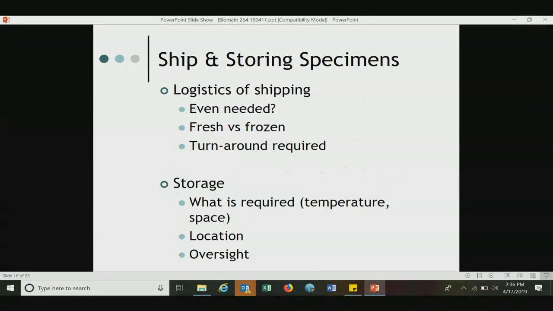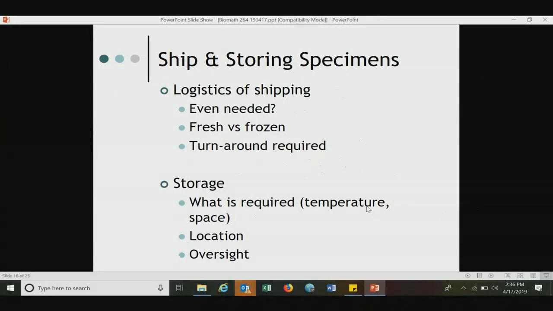And then shipping. Do you need to ship? If you do, is it fresh or frozen? What kind of turnaround is required? There are day-long meetings about this kind of thing. I just came back from one where we were talking about all the different shipping protocols that people use and how they may affect the specimen.